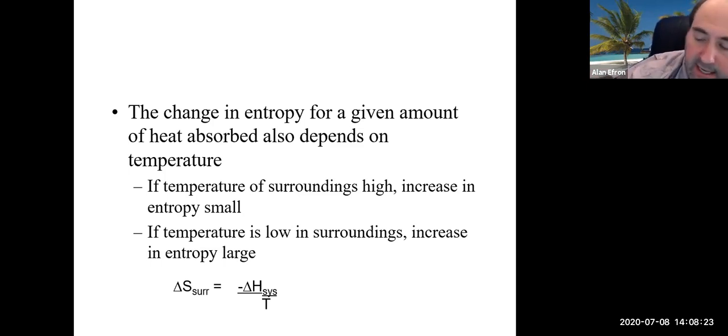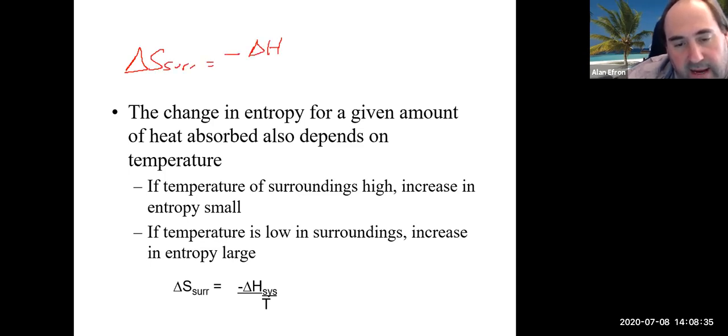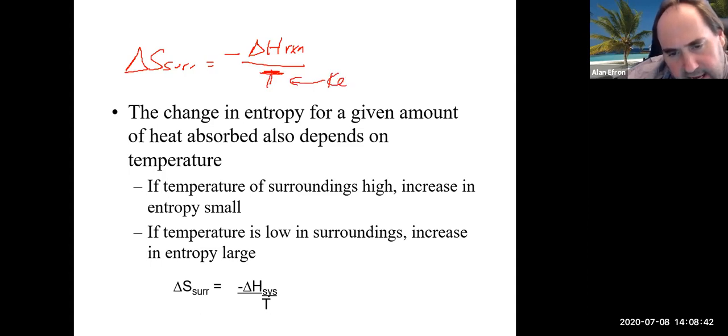Because the entropy of the surroundings is related to the enthalpy of the reaction, to calculate the ΔS of the surroundings, we take minus the ΔH of the reaction, or the system, divided by our temperature. And our temperature does need to be in Kelvin here. So ΔS of the surroundings equals minus ΔH of the system divided by the temperature in Kelvin, and that will give you your ΔS of the surroundings.